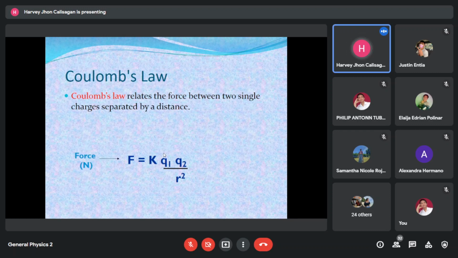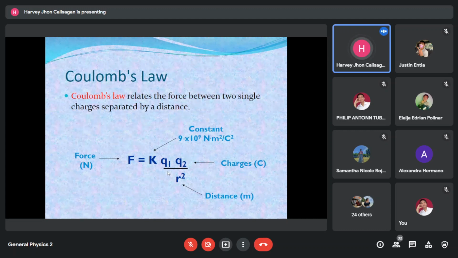Okay. The F here is force, which is in Newtons. The k is the constant. The r squared here is the distance in meters. And then the charges are in capital C, for Coulombs. These are the charges. So the constant value for k is 9 times 10 to the power of 9 Newton meter squared per Coulomb squared.